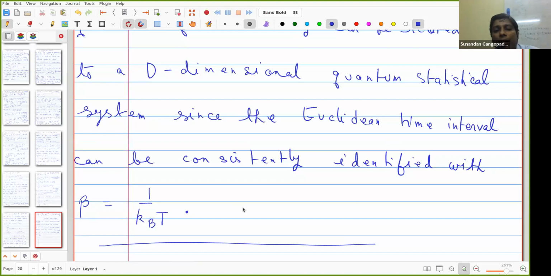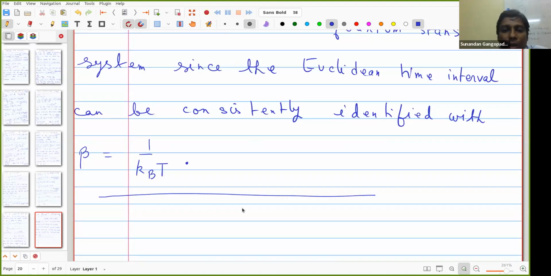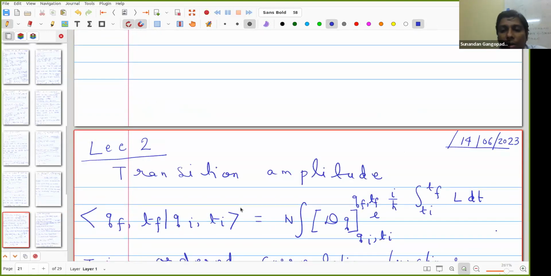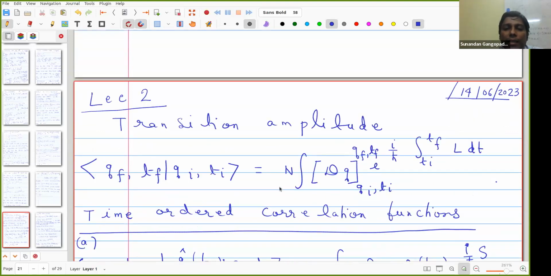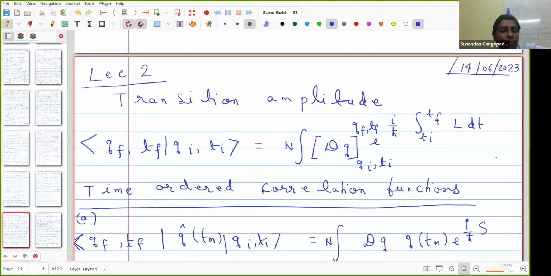So this is some nice connection that comes out from the imaginary time formalism. It unifies quantum mechanics, quantum statistical mechanics, quantum field theory, everything. And you can understand that a statistical mechanics problem can also be attacked from a path integral point of view. You can write down a path integral expression for the partition function and try to evaluate it. So this is a nice thing that we learned from the imaginary time formalism.